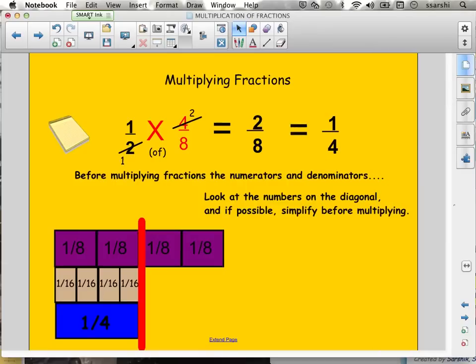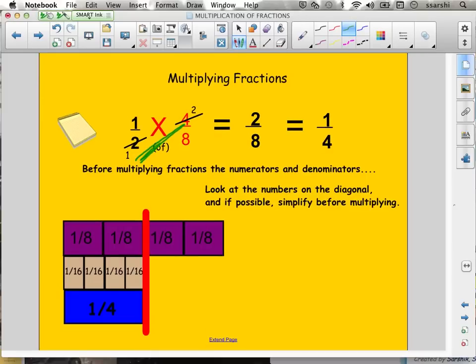So, before multiplying fractions, the numerators and denominators, you can look at the numbers on the diagonal, and if possible, simplify before multiplying. So here we see 1/2, the same problem, times 4/8. If I'm looking here on the diagonal, I see that there's a factor of both 2 and 4. In this case, it's 2 itself. So 2 divided by 2 gives me this 1. 4 divided by 2 gives me this 2.